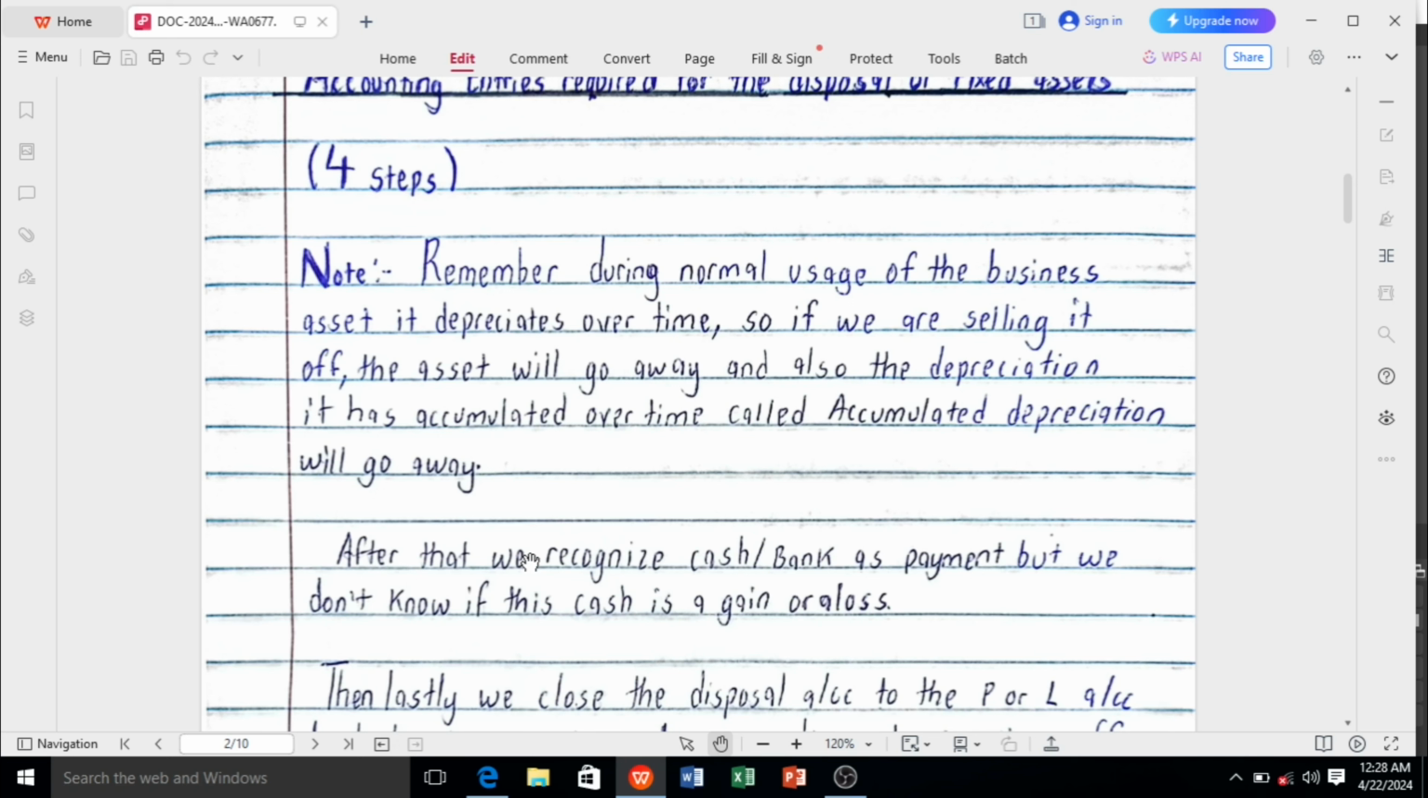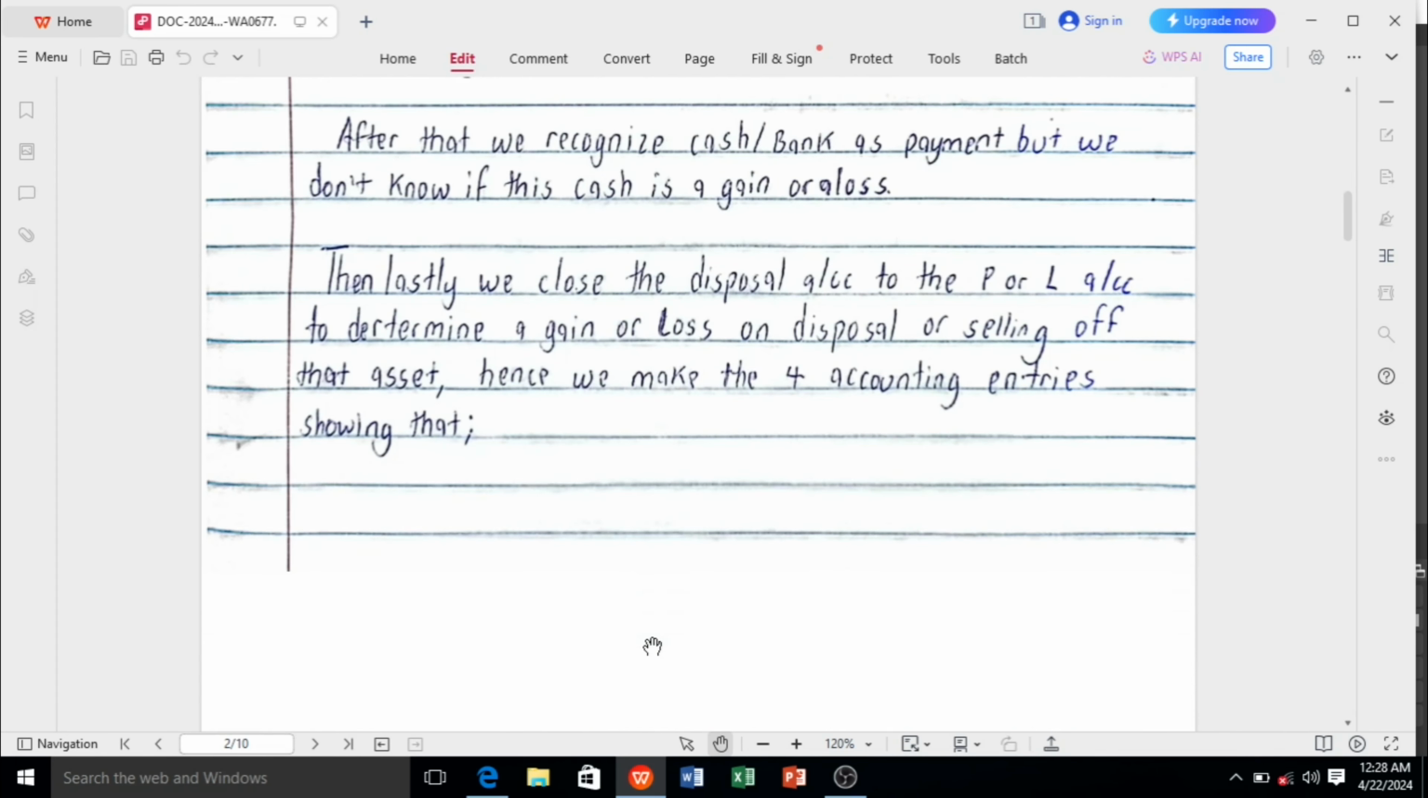After that, we recognize cash or bank as payment, but we do not know if this is a gain or a loss. So lastly, we close the disposal account to the profit or loss account to determine a gain or loss on disposal or selling of that asset. The disposal account caters for the selling off of the asset. You can call it disposal or selling off that asset. Hence, we make the 4 accounting entries.